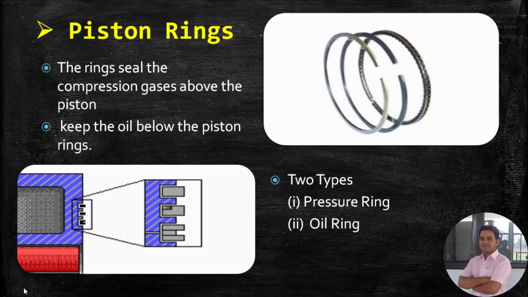The topmost piston ring has to resist the huge amount of pressure which is generated by the combustion process. That's why the topmost piston ring is known as the pressure ring.